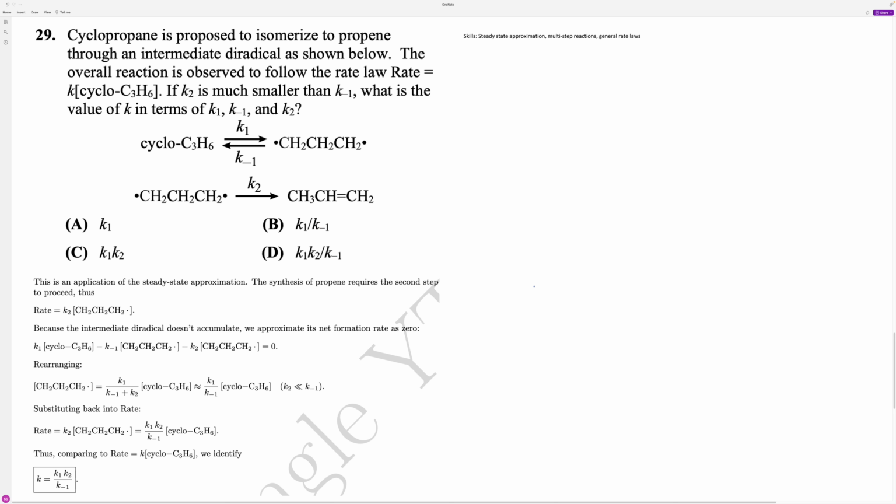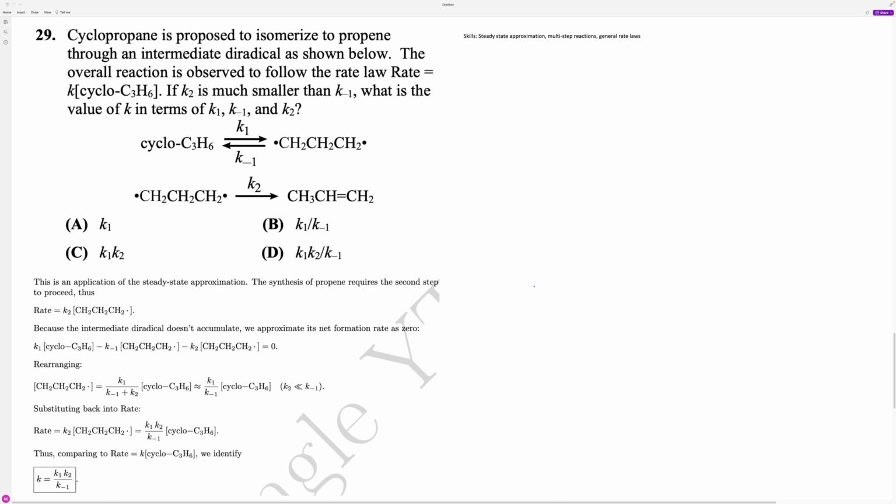Okay, moving on to question 29. This is a pretty good problem in my opinion. It combines a lot of key kinetic concepts. It's going to have you do steady state approximation, multi-step reactions, general rate laws, all that stuff, and you're going to combine that to get the solution to this problem.